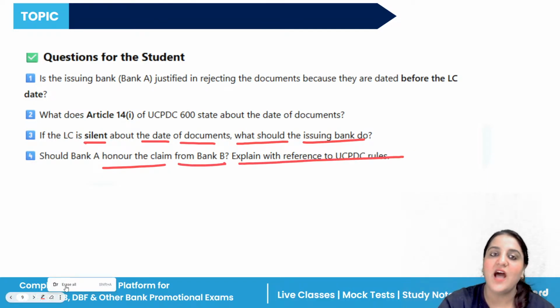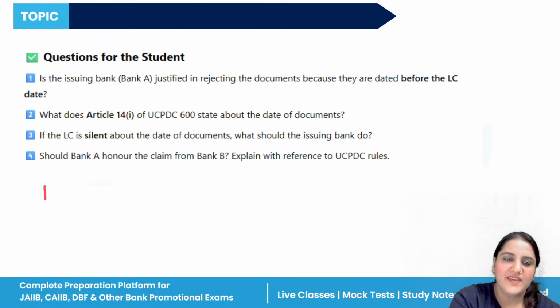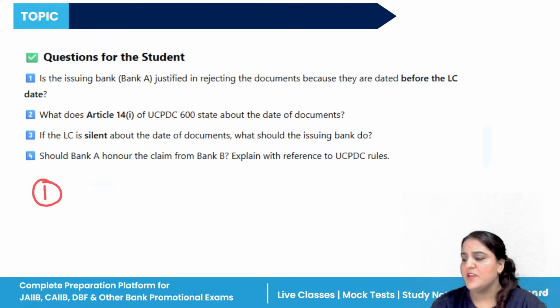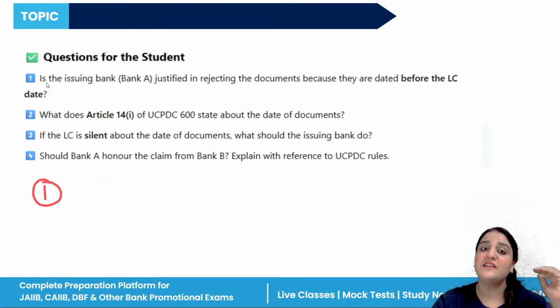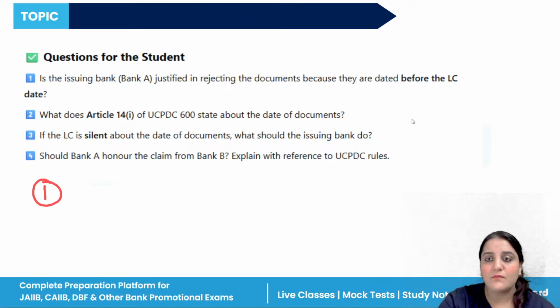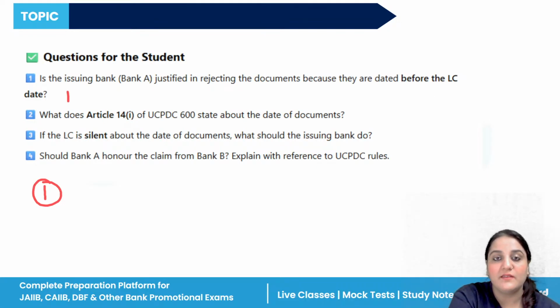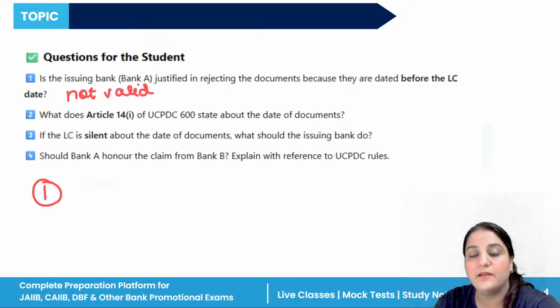So starting with answer 1: is the issuing bank justified in rejecting the documents because they are dated before the LC? The answer is no, the rejection by the bank is not valid under the UCP DC 600, right?